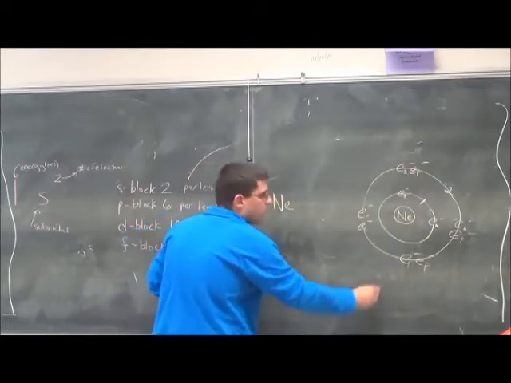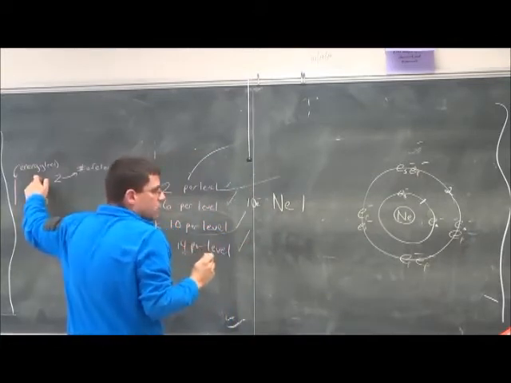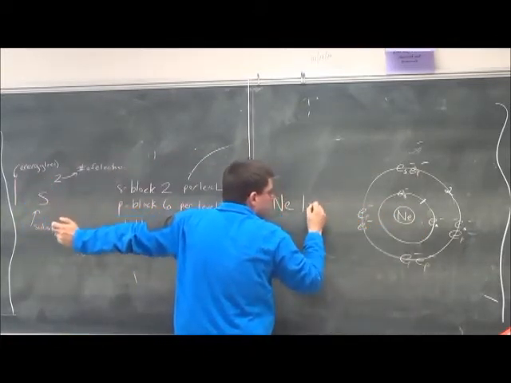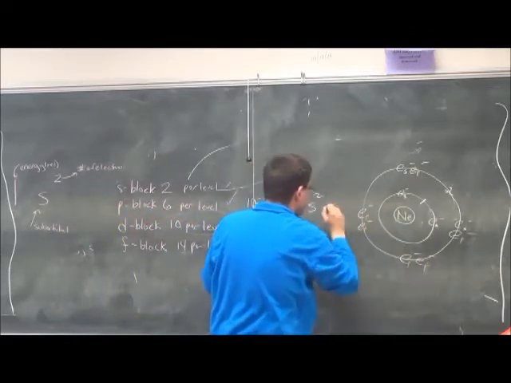So now write it. You've got 1, that's your energy level. How many electrons in the first level? 2. 1s2. Open up to the second level, level 2.